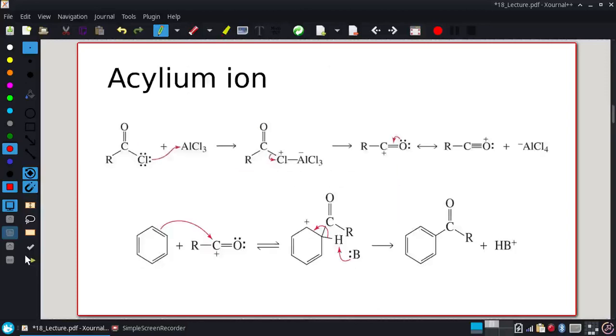We see that here in our mechanism. Aluminum chloride helps rip off the Cl, leaving this carbonyl with a positive charge. And this can be stabilized, but this guy is going to get attacked by the benzene ring, and then we'll have a step where the base comes in and removes the hydrogen, and we've now added the carbonyl and the R.